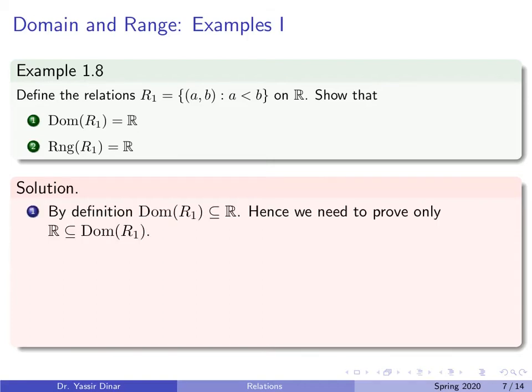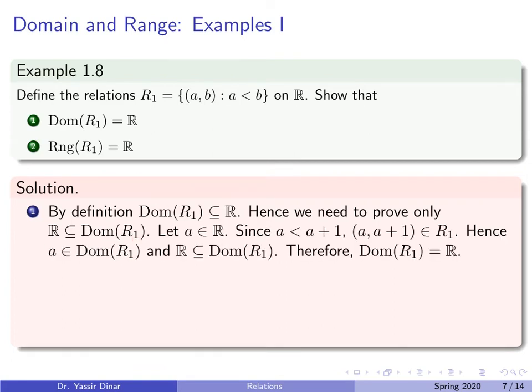So we want to prove again that the domain of R1 is the set of all real numbers. By definition, the domain of my relation is a subset of the real numbers because the relation is from R to R. So this direction comes for free by definition. Now we need only to prove that the set of real numbers is a subset of the domain of R1.